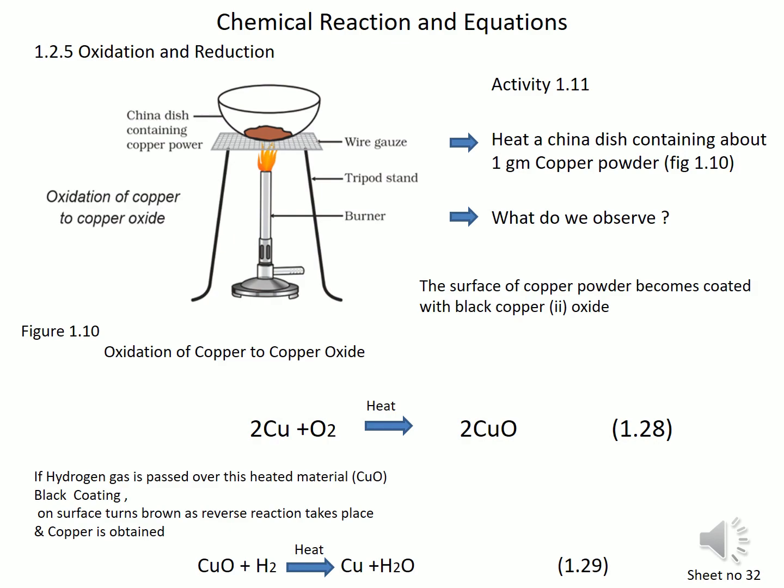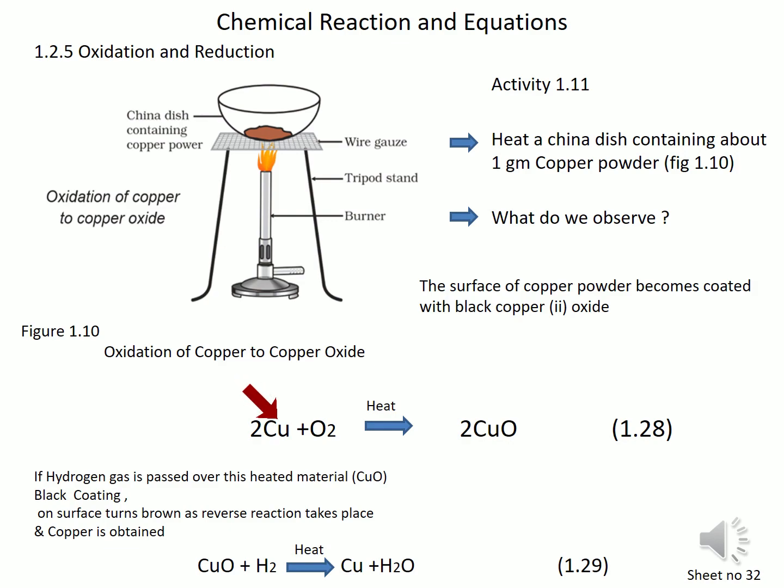Heat the china dish containing about 1 gram of copper powder. This copper powder is kept inside, and we are burning it with the burner. Now let us see what exactly happens. The surface of the copper powder becomes coated with black copper oxide. The color becomes black. Why it becomes black, and what chemical reaction takes place, we will see.